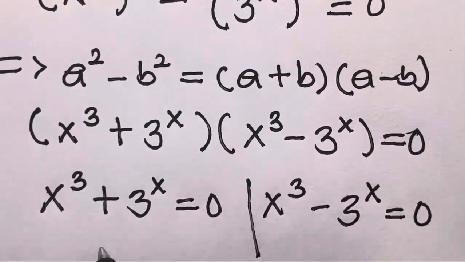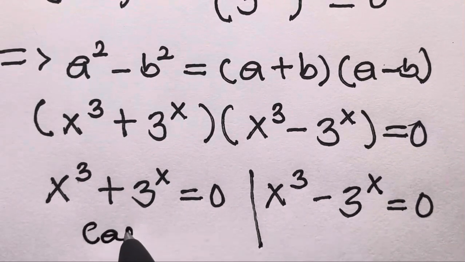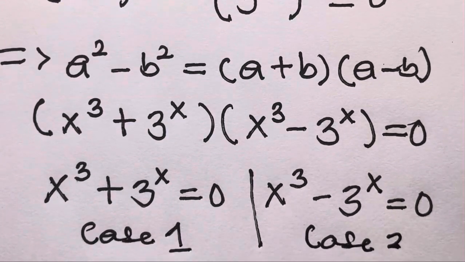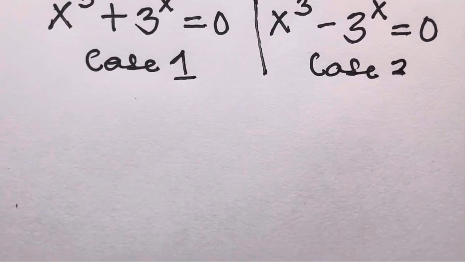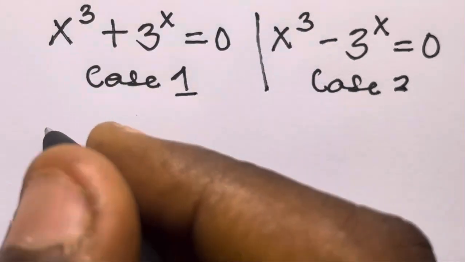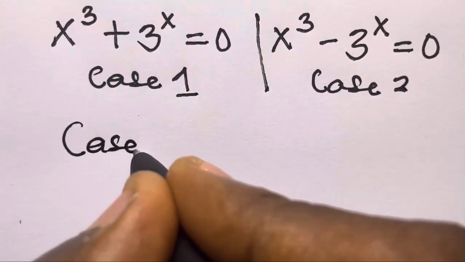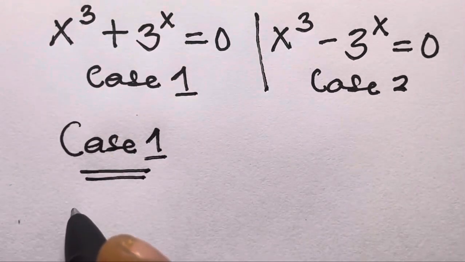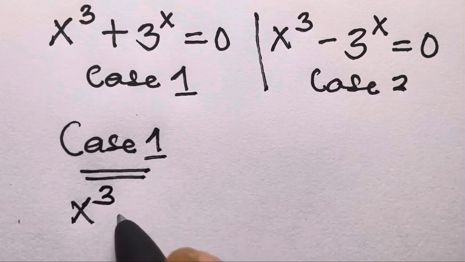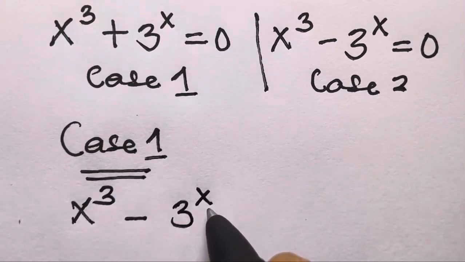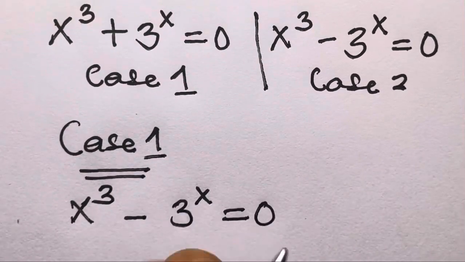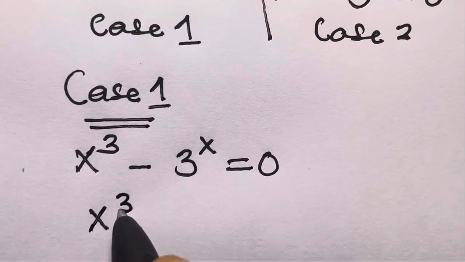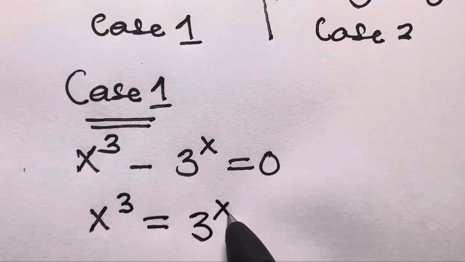Let's say this is case 1 and this is case 2. Then we solve each of them to obtain our solution. Let's start with case 1. We have x raised to power 3 minus 3 raised to power x equals 0. So let's transfer this to the other side. We have x raised to power 3 equals 3 raised to power x.